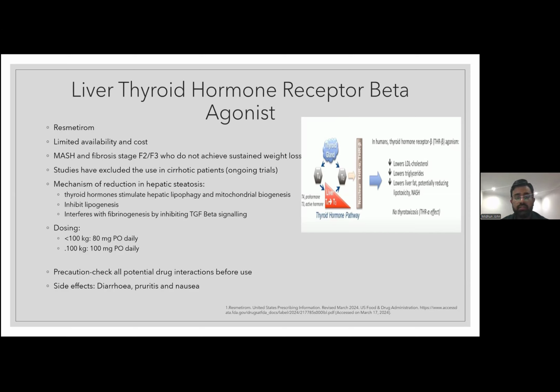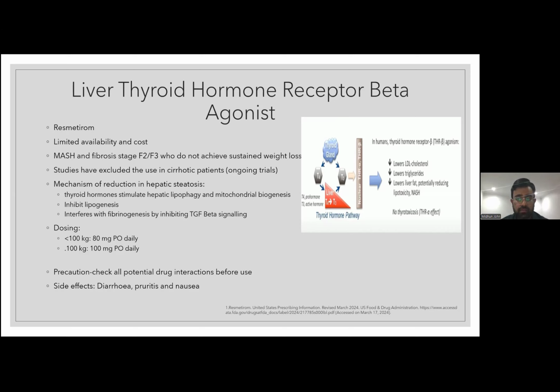But the mechanism essentially is hepatic lipophagy as well as mitochondrial biogenesis. It inhibits lipogenesis and interferes with fibrogenesis by inhibiting your TGF beta signaling. All what it means is that it lowers your LDL cholesterol, it lowers your triglycerides, and it lowers your liver fat, potentially reducing the lipotoxicity. What's nice is that it works on your beta agonist, so it doesn't really cause any sort of thyrotoxicosis because it doesn't work on the alpha.